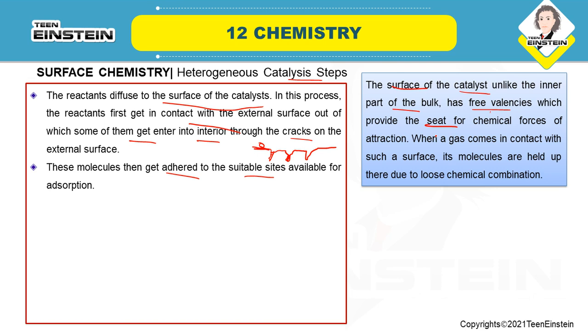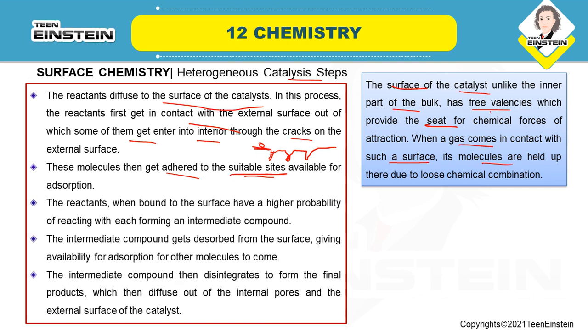adsorbed. When a gas comes in contact with such a surface, what will happen? Its molecules will be held up because of some loose chemical combination. So there are some particular regions, that is suitable sites. Now the reactants, when bound to the surface, will have a higher probability of reacting with each other, forming an intermediate compound. Now both the reactants are adsorbed, so they are close to each other. As they are close to each other, they can easily form the intermediate compound.